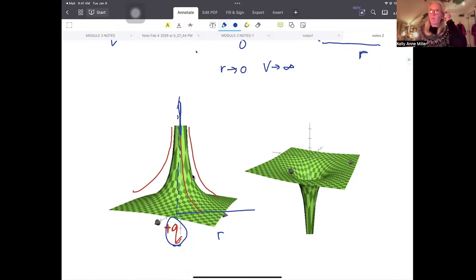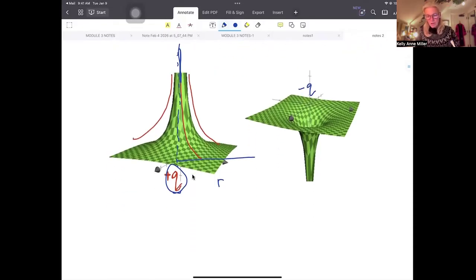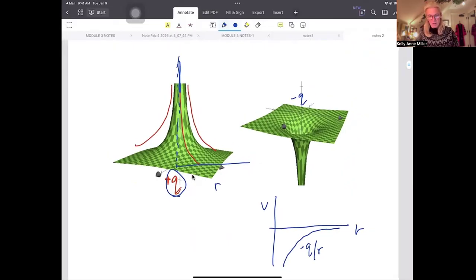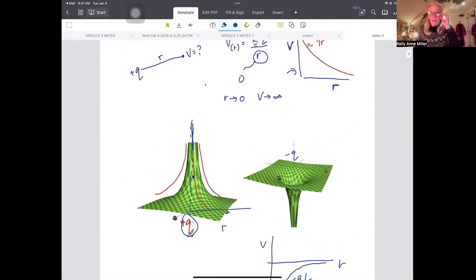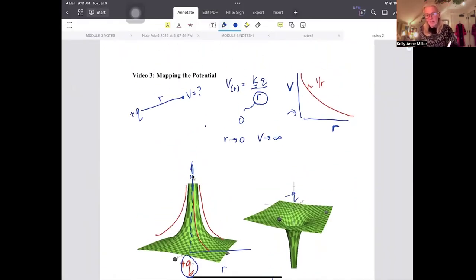If we wanted to plot what a negative charge would look like, it's the exact same idea, except it's pointing in the opposite direction. So if I were to plot V as a function of r, it would just look like this, right? It would be negative kQ over r. The thing to notice is that as you get closer to r equals 0, the function gets steeper and steeper and steeper, right? And it's not a linear relationship, as you can see in this plot here.